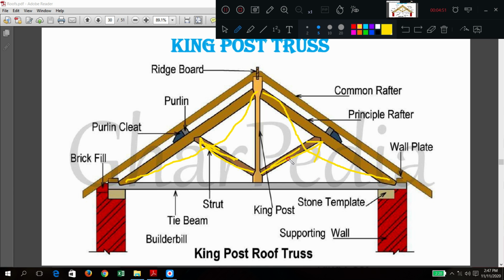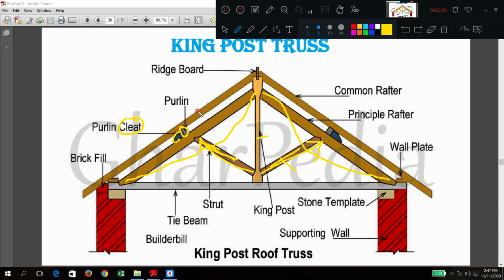Okay, so struts, king post, additional elements here. So these are forming the truss elements. Other things we have discussed now. So on the principal rafter you have purlins, and to support the purlin you have cleats. Okay, these two things are there.